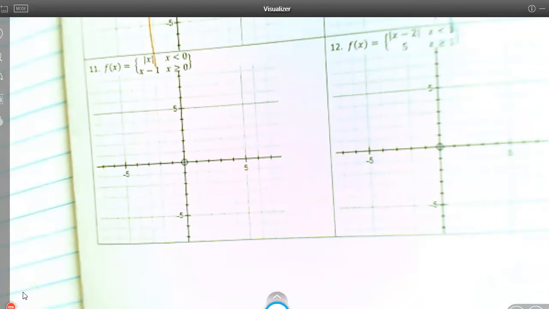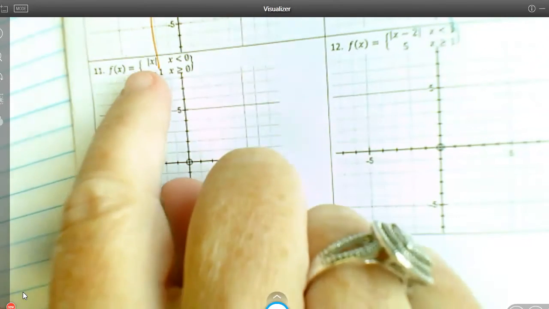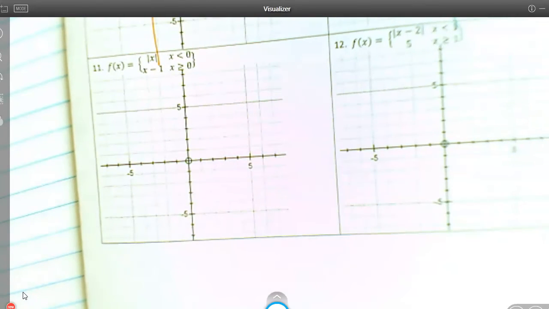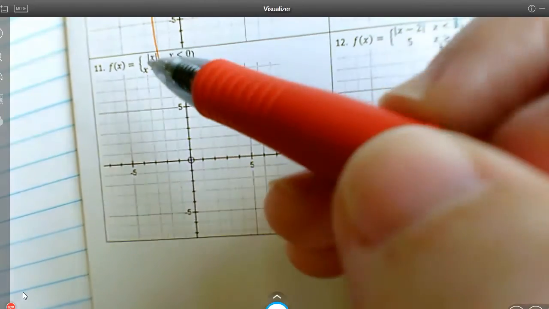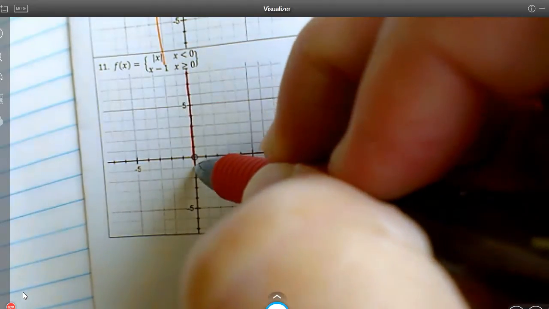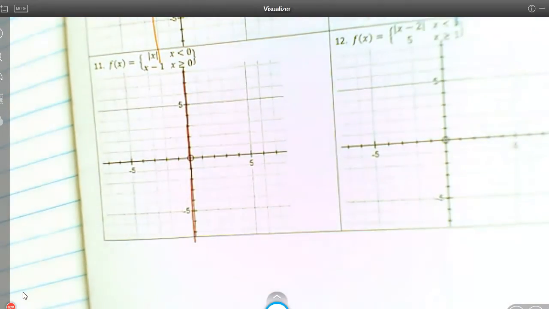Alright, so both 11 and 12 have an absolute value, and the graph of an absolute value is a V. Okay, so we know that for that one and for that one, we're going to be making V's. We still might have to erase some things to make it work, but we'll figure it out. So the first one says greater or less than 0. So I know that 0 is my place where I'm including that.